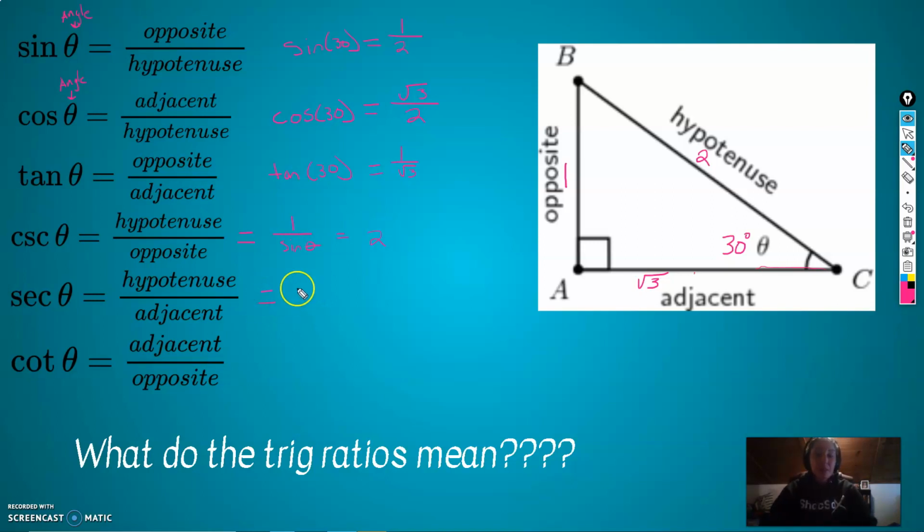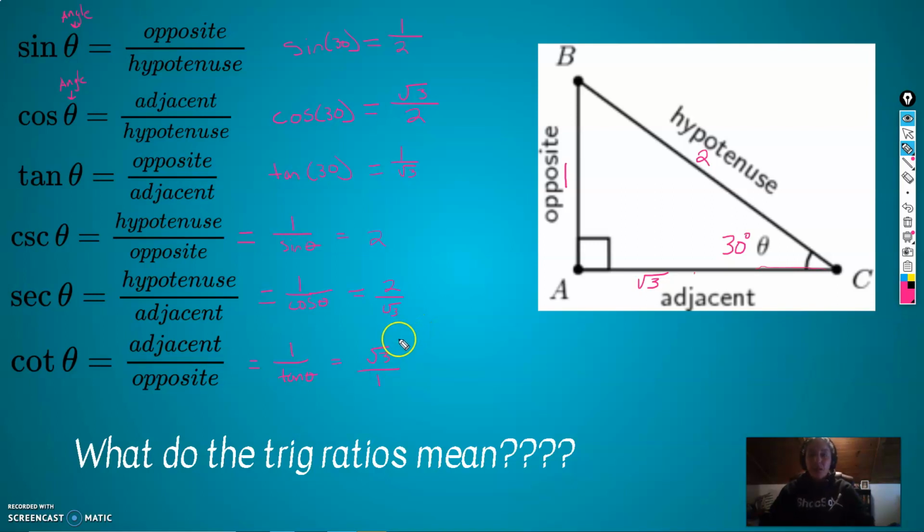Secant is just the reciprocal of cosine. So whatever we get for cosine, if we're trying to find the secant, we simply flip it over. So cosine of 30 gave us root 3 over 2. So secant of 30 would give us 2 over root 3. And cotangent, as you can guess, is the reciprocal of tangent. So this is 1 over tangent of theta. So if tangent of 30 degrees was 1 over root 3, and cotangent is its reciprocal, then cotangent of 30 degrees would be root 3 over 1, or better just known as root 3.